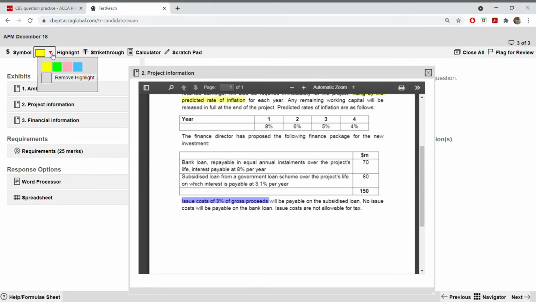Issue cost you have to highlight. Issue cost of 3% of gross proceeds will be payable on the subsidized loan. Which loan? Subsidized loan, 80 million. No issue cost will be payable on the bank loan. Issue costs are not allowable for tax.